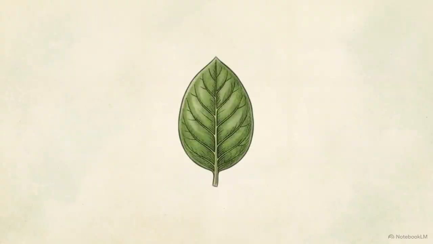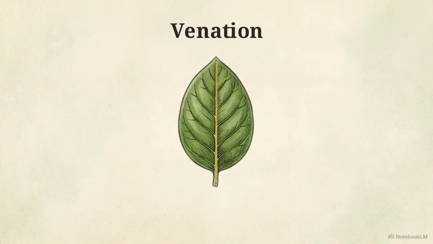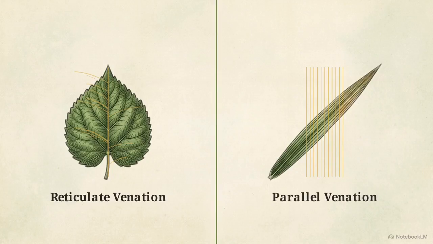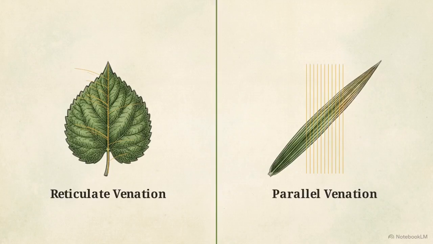Look at this diagram of a leaf. The arrangement of these water-transporting veins is called venation. It provides a map of how the plant functions. On the left, we have a hibiscus leaf. Its veins branch out into a scattered, net-like pattern. This is reticulate venation. On the right is a blade of grass. Here, the veins run in straight, non-intersecting lines from top to bottom. This is parallel venation. These leaf patterns correspond to the seeds the plant produces.